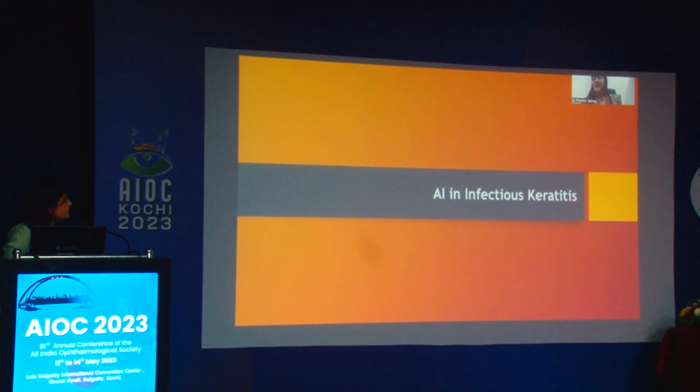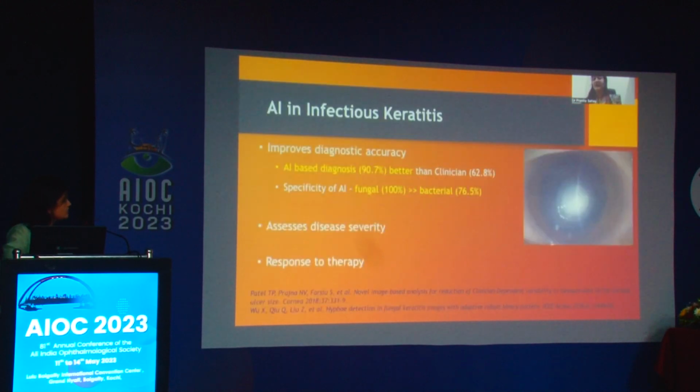Now, AI has also been explored in infectious keratitis, where these algorithms have been able to correctly identify corneal ulcer and also the type of corneal ulcer. It was observed that the diagnosis with these AI-based algorithms was better when compared to clinicians. Also, the specificity of these algorithms for fungal keratitis was way higher when compared to bacterial corneal ulcers.